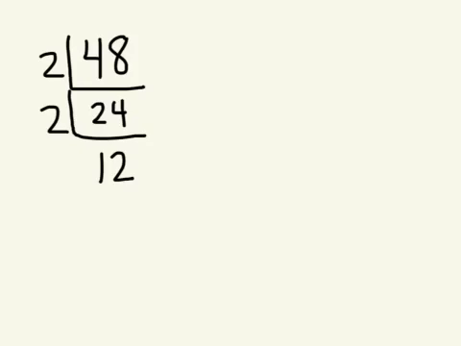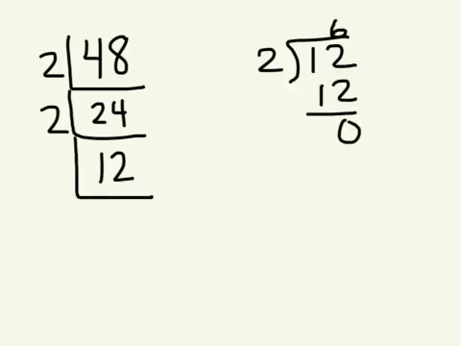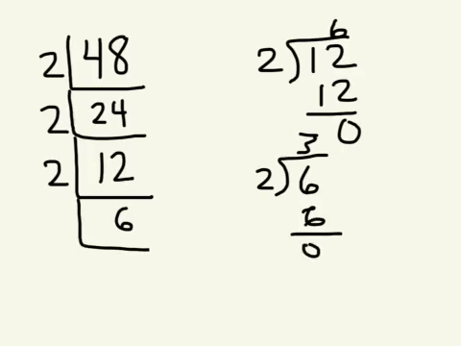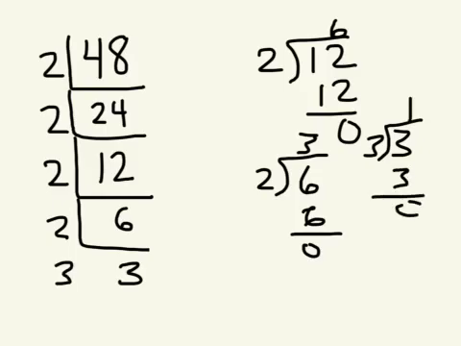So now we repeat the process on the 12. We start with 2. We find that this is 6. Remainder is 0. The divisor goes here, the quotient goes here. And then we repeat the process on the 6. The 6 is divided by 2. We get 3. My remainder is 0. My divisor goes here, my quotient goes here. And we repeat the process on the 3. The 3 is divisible by 3 one time. My remainder is 0. My divisor goes here, my quotient goes here. And this 1 tells me to stop.